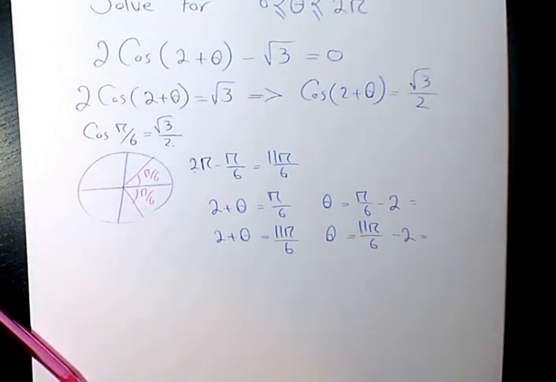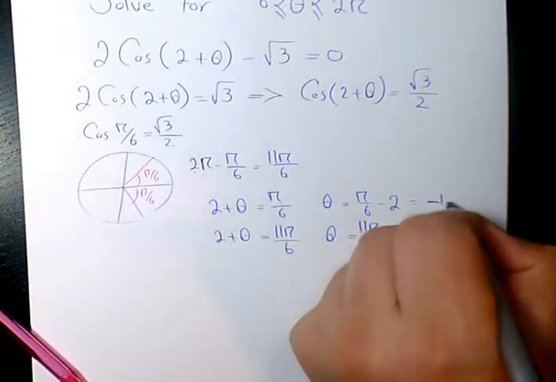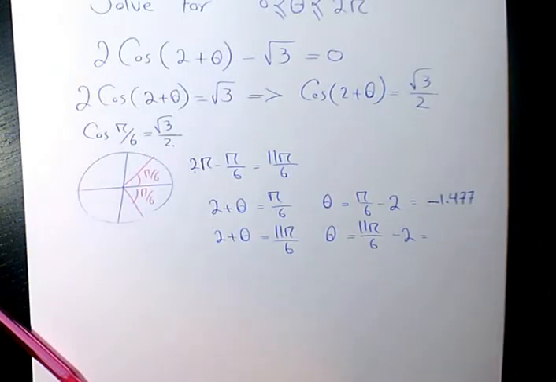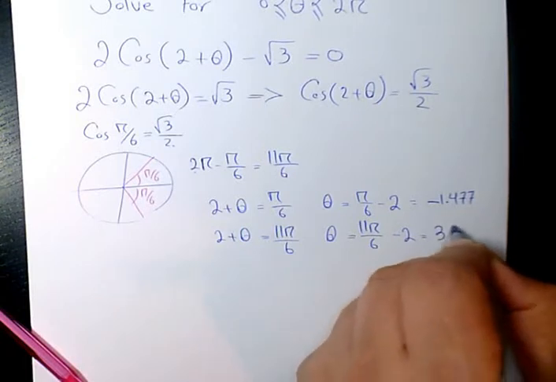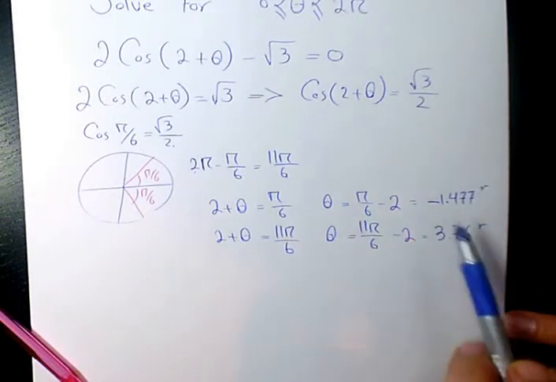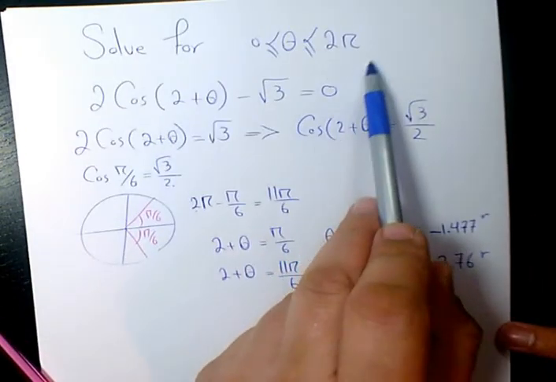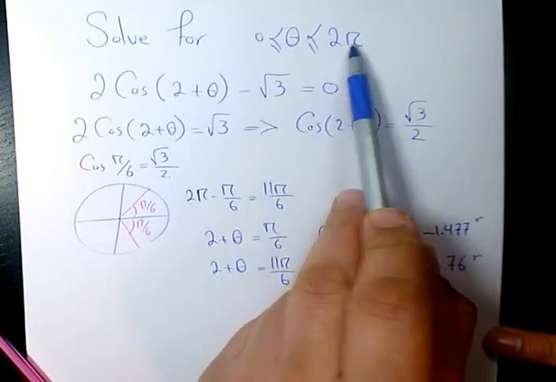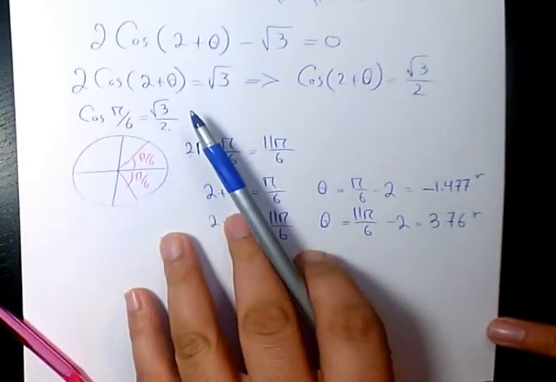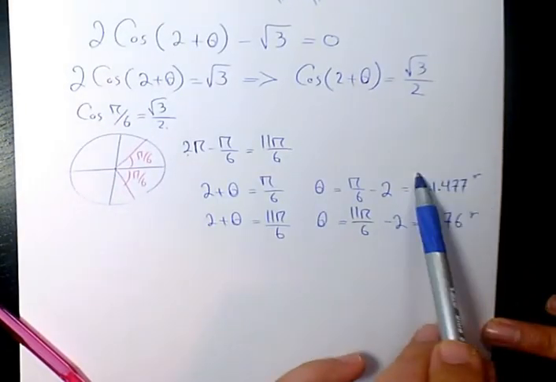So that will be 3.14 divided by 6 minus 2, which is negative 1.477, and here we have 11 times 3.14 divided by 6 minus 2, that will be 3.76 radian. As you see here, the first one is out of the range. It has to be between 0 and 2 pi. 2 pi is 2 times 3.14, which is 6.28. The second one is valid, but the first one is not valid.